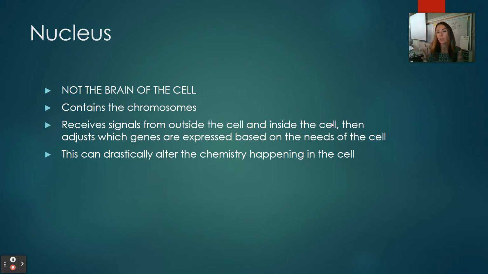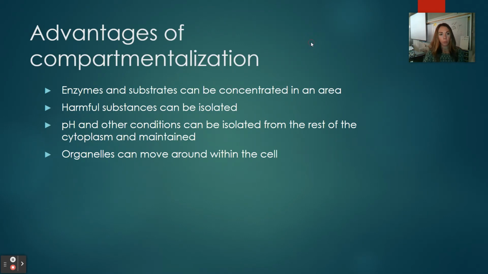So there's these outside signals that allow your nucleus to know what genes to be expressed. We have genes equal the DNA equals the RNA brings to the ribosomes and make proteins, right? Proteins do everything in our body.